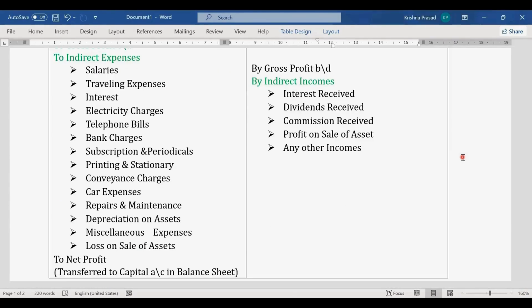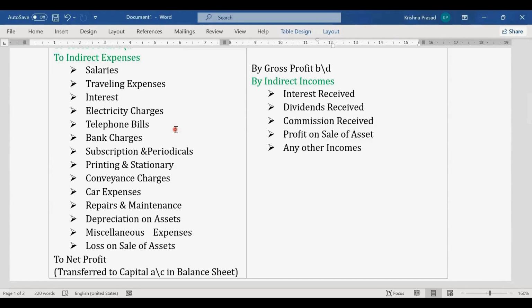In this pro forma, we have received the gross profit. So that's why it has been transferred to the profit and loss account as gross profit brought down. If it is a gross loss, it should be recorded on the expenses side. And in the profit and loss account, we'll have only two groups. One is the indirect expenses and the second one is the indirect income. While selling the product, whatever expenditure you have incurred and whatever incomes you are getting, everything will be recorded in the profit and loss account.